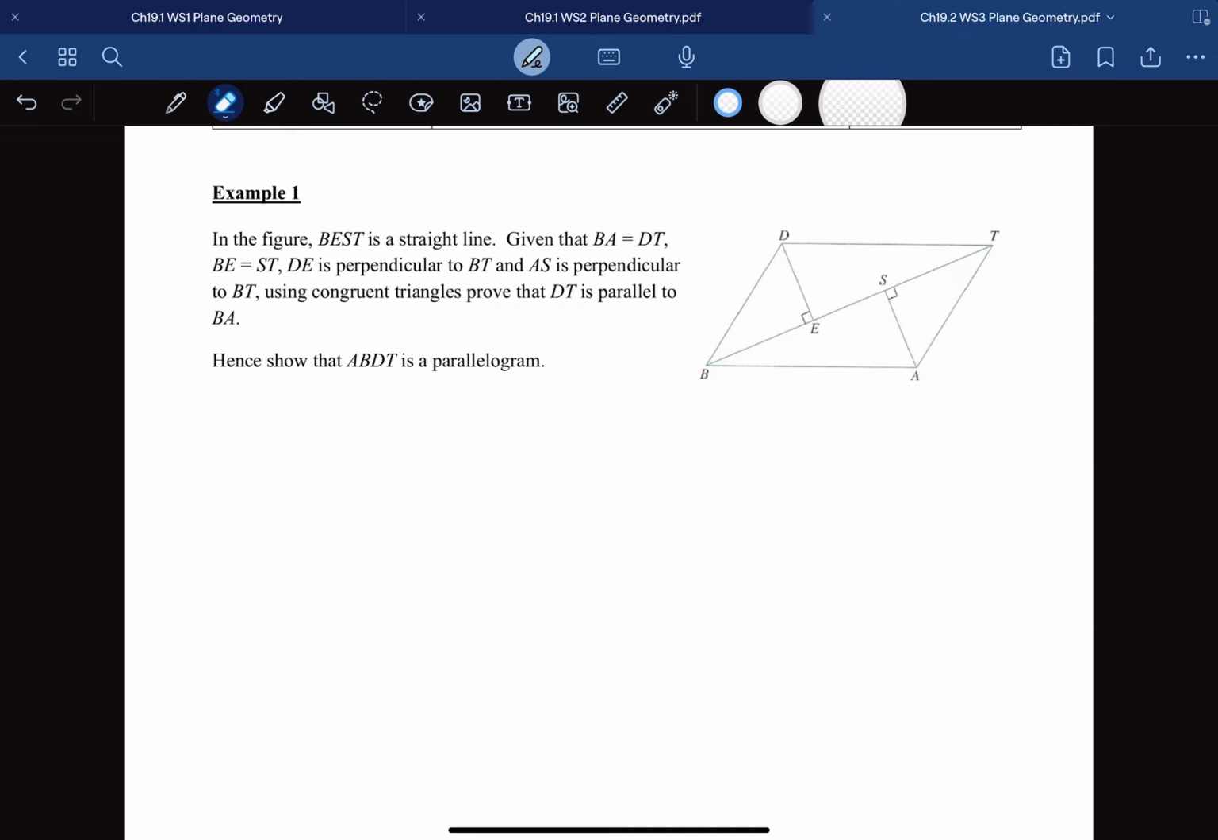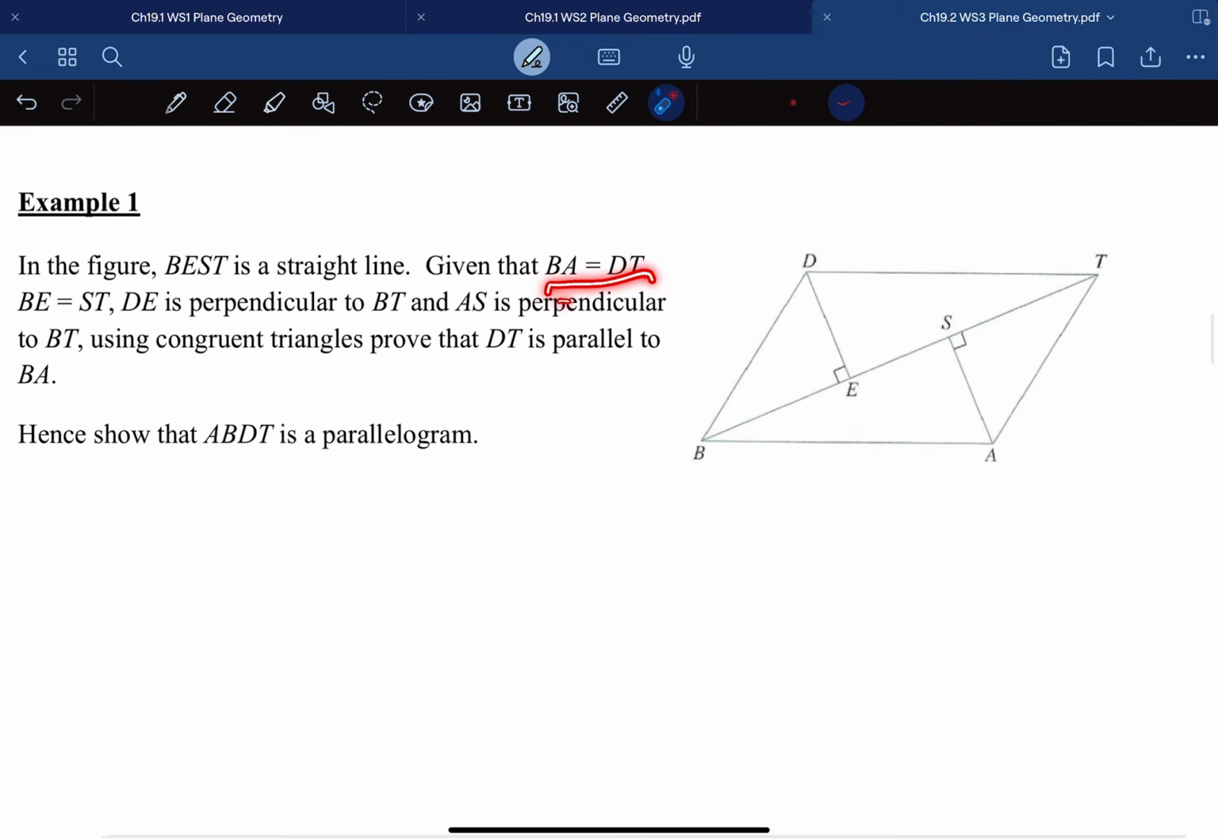In order to show that ADBT is a parallelogram, we look at the information given from the question first. I know that BA equals DT, meaning that this side here is the same length as this side. And BE equals ST, meaning that this length here is equal to this ST length. DE is perpendicular to BT, this is perpendicular to this line here, and AS is perpendicular to this line. Using congruent triangles first, prove that DT is parallel to BA, meaning that I want to show that this is parallel to this line over here.